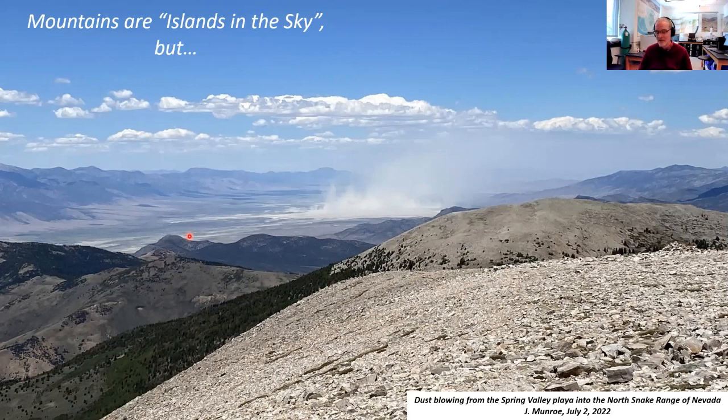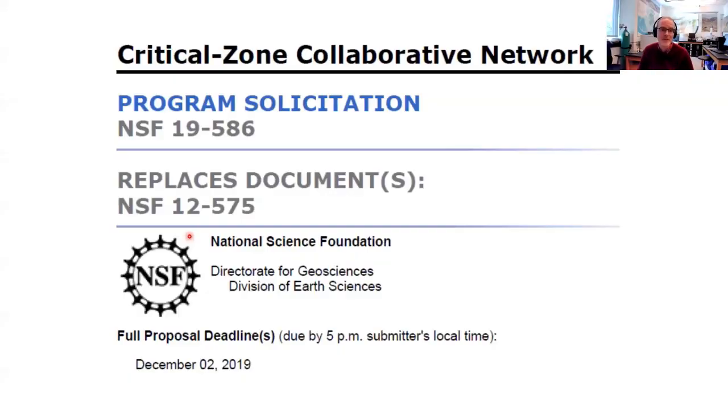the critical zone in different places was really on my mind, particularly back in 2019 when the National Science Foundation released their call for what they were calling the Critical Zone Collaborative Network. Many of you probably read this.